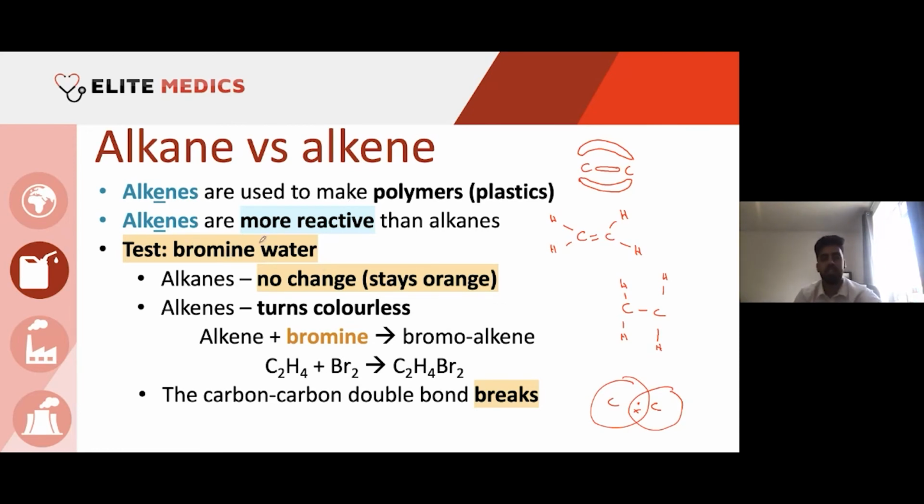If there is no change, right? If the bromine water stays orange, then the alkane is present. If, however, the bromine water turns colorless, then alkene is present. So let's look at this. What happens? Why does that happen?